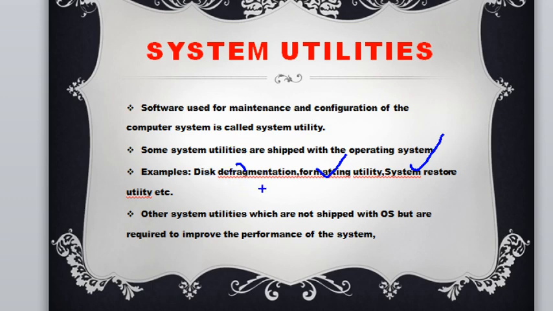That means if we want to run our computer properly, we have to maintain the computer properly. For that, some utilities are there: disk defragmentation, formatting utility, system restore utility. These utilities all come along with the operating system only. And some other system utilities are there, which are not shipped with the OS but are required to improve the performance of the system.